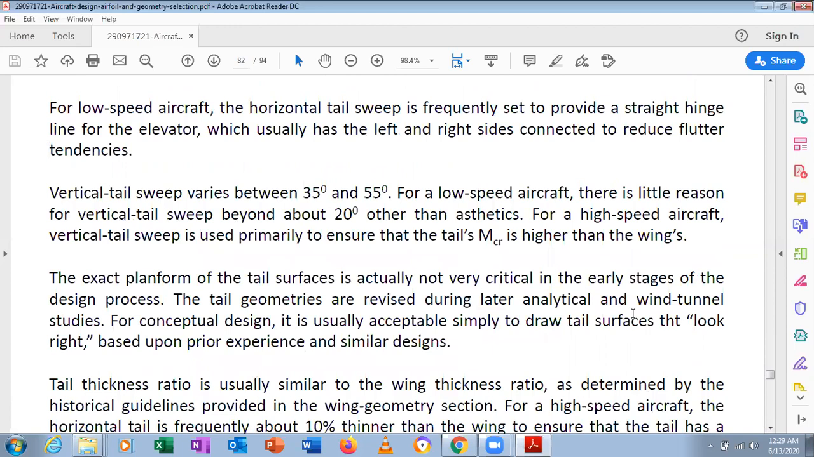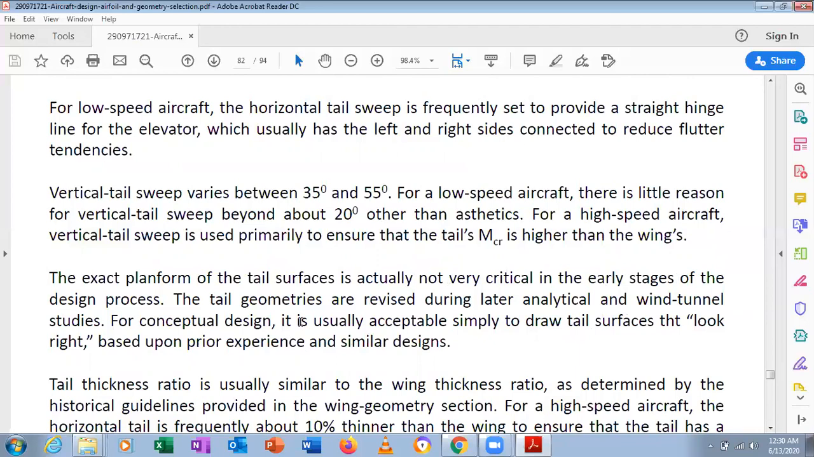For low-speed aircraft, the horizontal tail sweep is frequently set to provide a straight hinge line for the elevator, which usually has the left and right sides connected to reduce flutter tendencies. Vertical tail sweep varies between 35 degrees and 55 degrees. For high-speed aircraft, vertical tail sweep is used primarily to increase the tail's critical Mach number. So the exact planform of the tail surface is not very critical in the early stages of the design process.